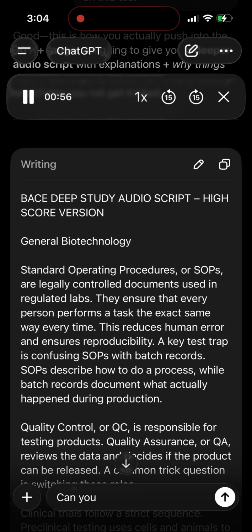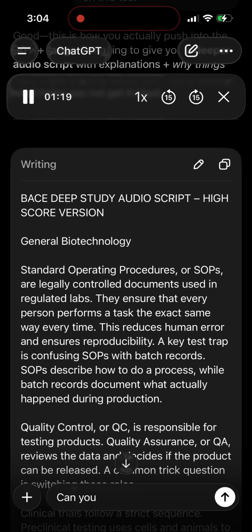Clinical trials follow a strict sequence. Preclinical testing uses cells and animals to assess safety. Phase 1 tests safety in healthy individuals. Phase 2 tests safety and dosage in patients. Phase 3 tests effectiveness in large populations. If problems occur at any stage, the process returns to research and development. That loopback is important.